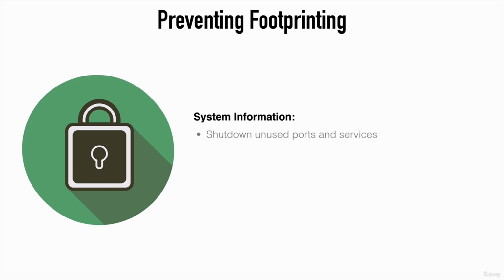Next, let's talk about system information. Of course, we want to shut down any unused ports and services. So for example, if you discover there's a telnet port open, telnet is an unsecured protocol, something that we don't want to use, so that's something you would want to shut down.